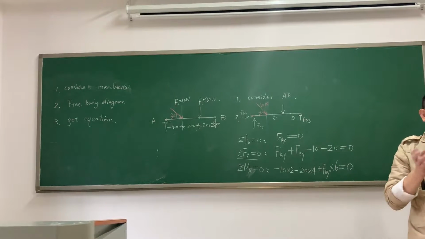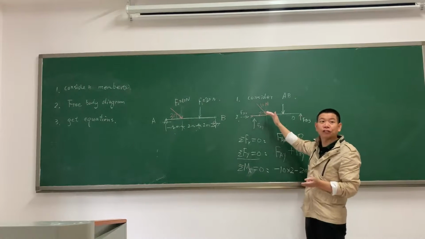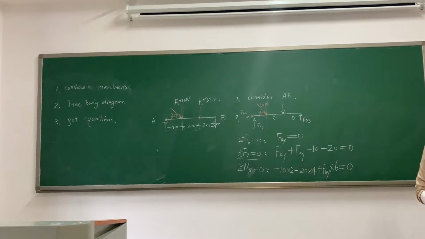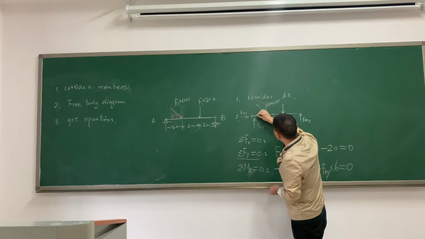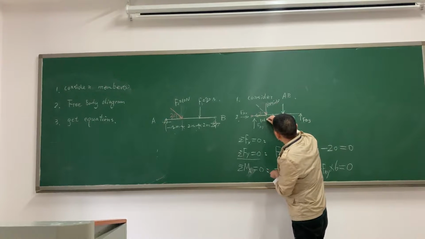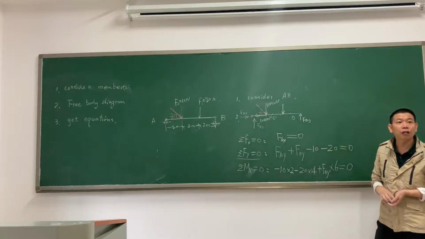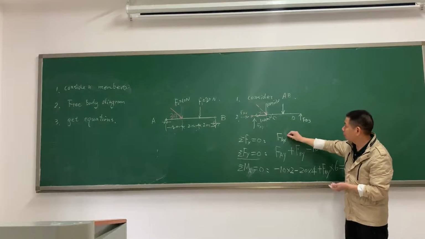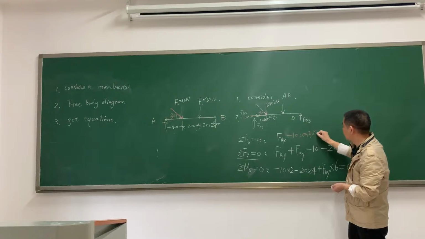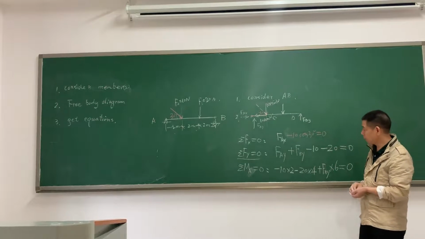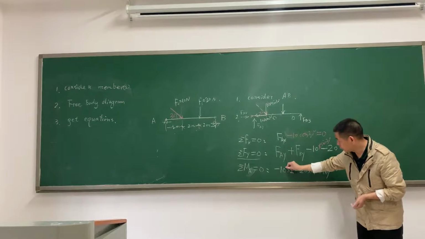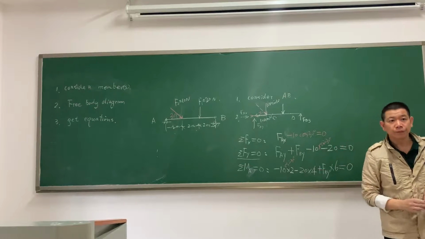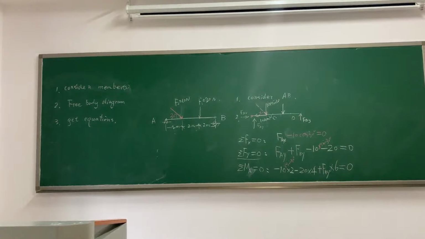At first, we have to resolve the oblique force into its two components. One is 10 sin 30. The other one is 10 cosine 30. So the equation will be minus 10 cosine 30 plus 10 sin 30. Understand? Don't you know?